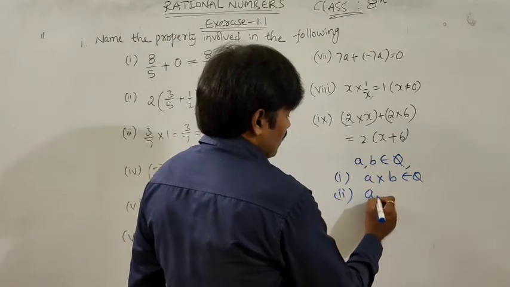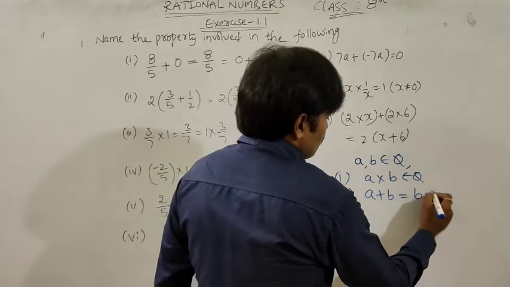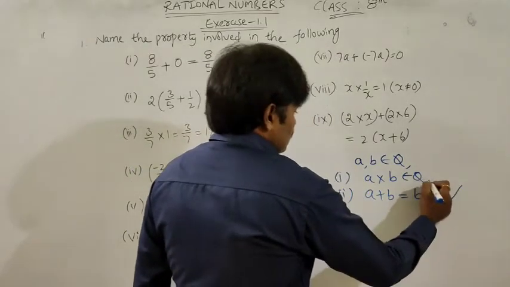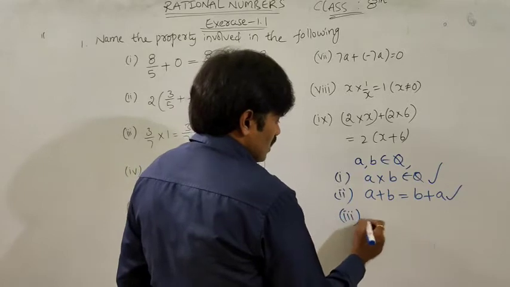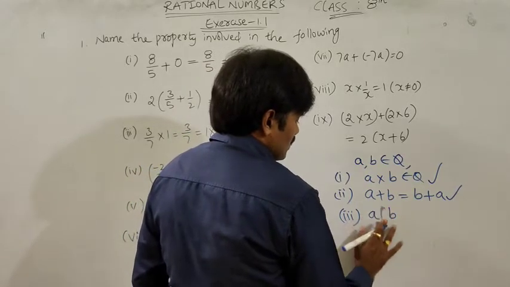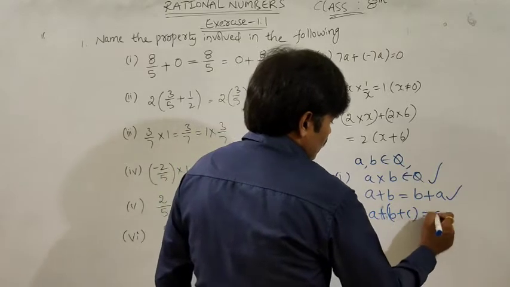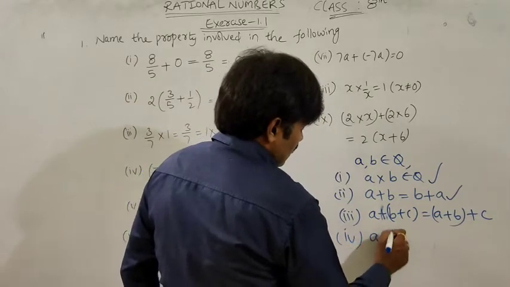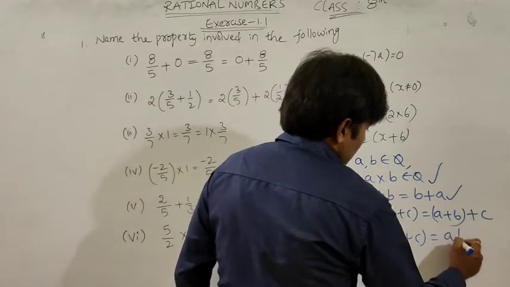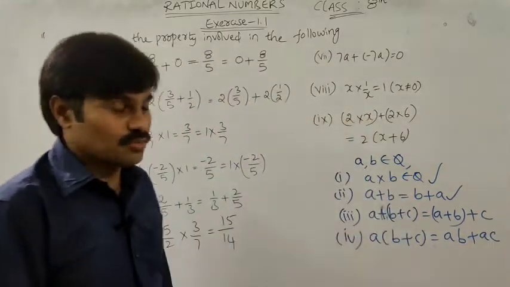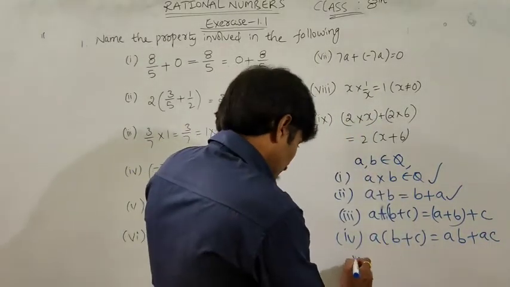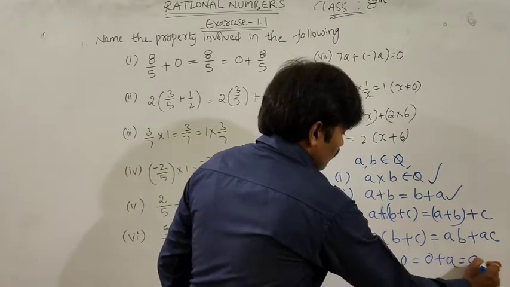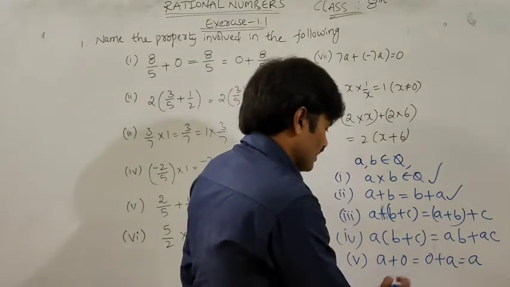Then what is the commutative property under addition? a plus b is equal to b plus a. This is called the commutative property. The third one is the associative property, that is a plus of b plus c is equal to a plus b plus c. And the fourth one is a of b plus c is equal to ab plus ac, which is called the distributive property. Am I correct? Now a plus 0 is equal to 0 plus a, that is equal to a.